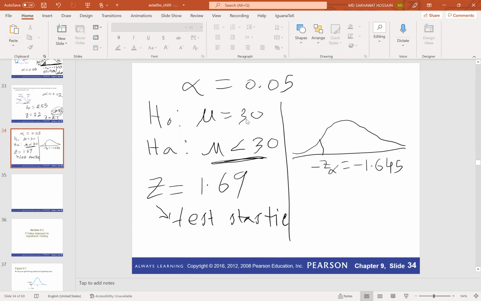Okay. Now the question is, do we reject the null or fail to reject the null in this case? So what do you think? Do we reject the null in this case or fail to reject the null? Anyone?